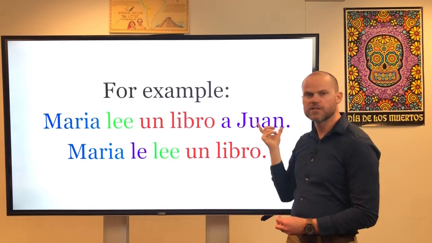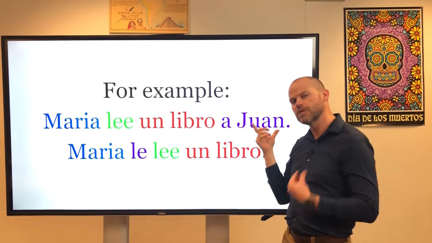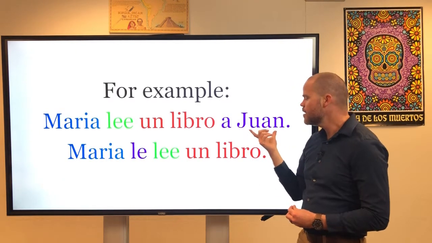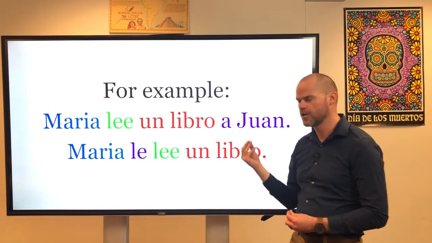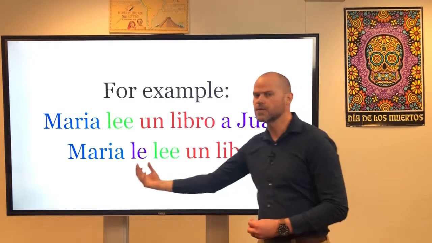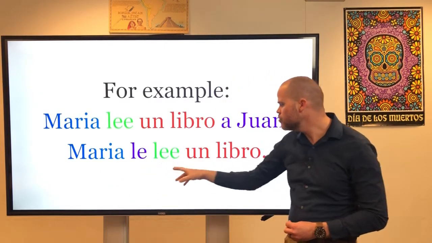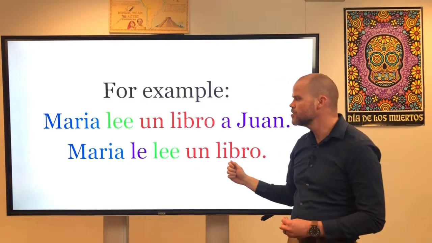Now we're going to replace the indirect object with an indirect object pronoun. And if you recall from our chart on the last slide, the he, she form is le. So we're going to have le, and that's going to go before the conjugated verb. So when we replace Juan with an indirect object pronoun, it's going to look like this. María le lee un libro. And that translates to Maria reads a book to him.